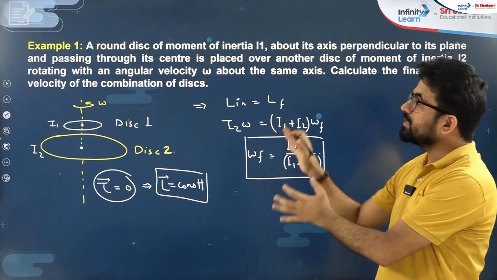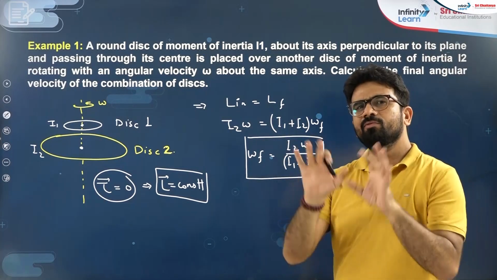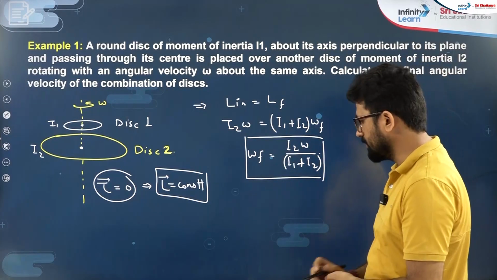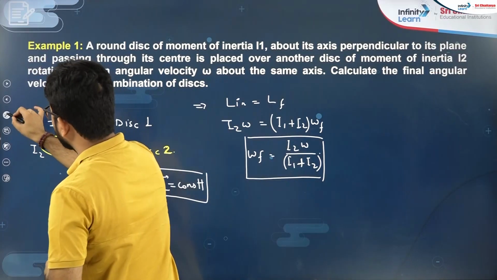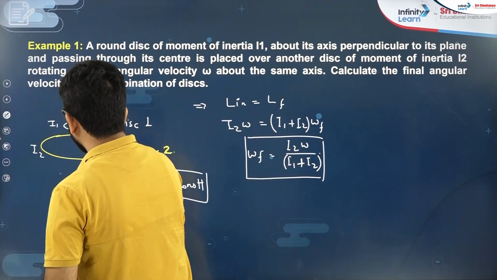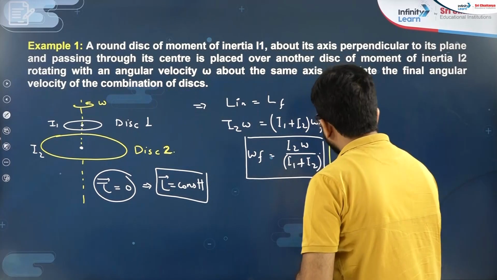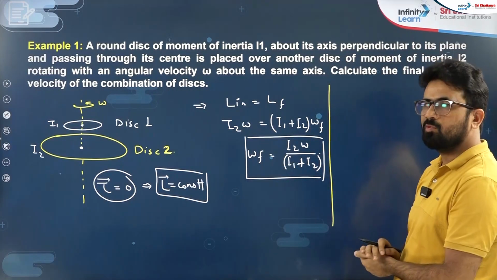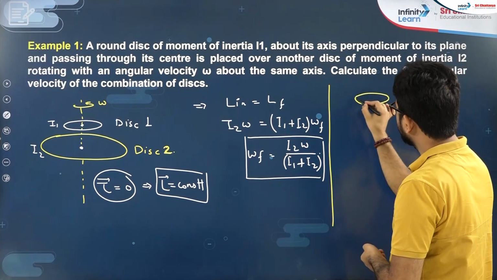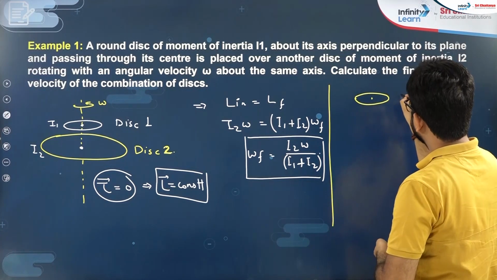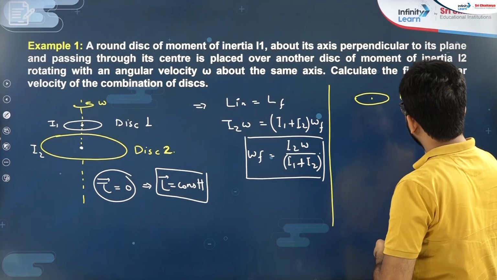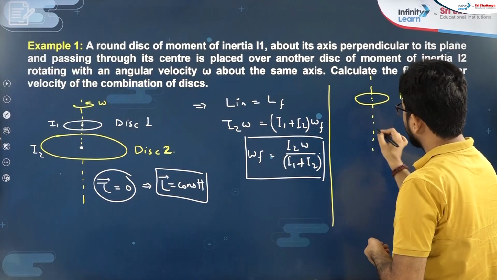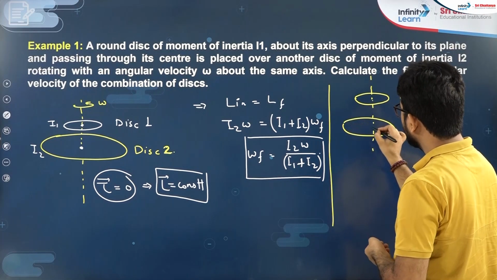But listen carefully. I am telling you a few more things along with this question. Sometimes they ask this question in a different manner. Suppose they tell you that initially both disks are moving, not only one disk. Suppose this is disk 1, and it is also moving, and this is disk 2, it is also moving initially.